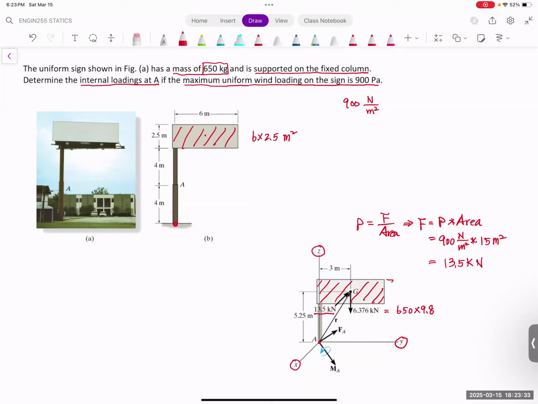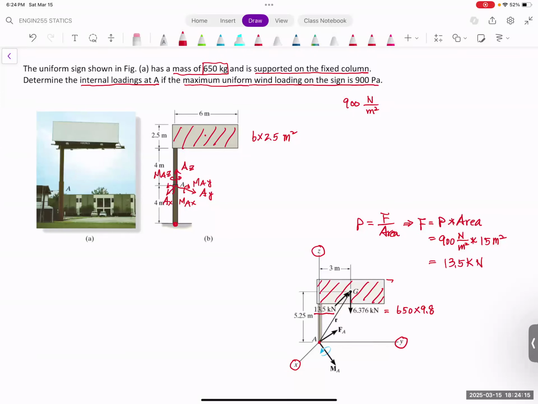At this point A, we are going to have three directions of force. You're going to have a force in the x direction, a force in the y direction, and a force in the z direction. You're also going to have a moment in the x direction, a moment in the y direction, and a moment in the z direction as well. So you have three moments. Three directions of force, three directions of moment. And how do we calculate this?